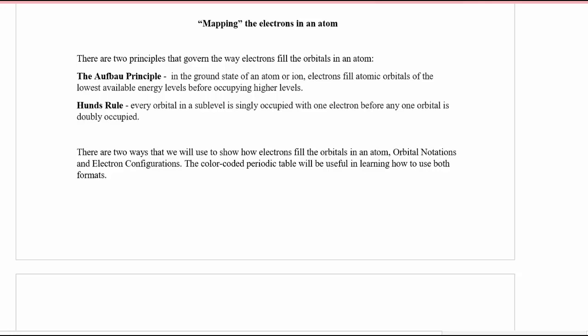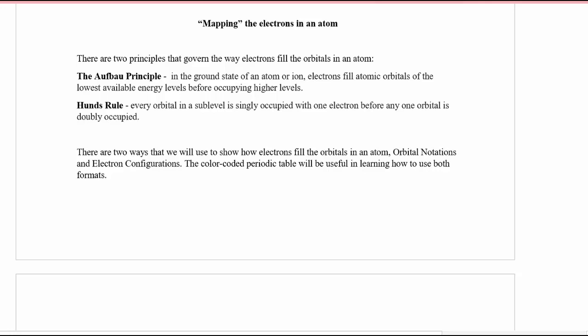It takes less energy to put an electron in an empty orbital than it does to add an electron into an orbital that already has an electron in it. Nature likes low energy, so that dictates that we fill empty orbitals first and then we double up. This will become important when we're doing our orbital notation drawings.